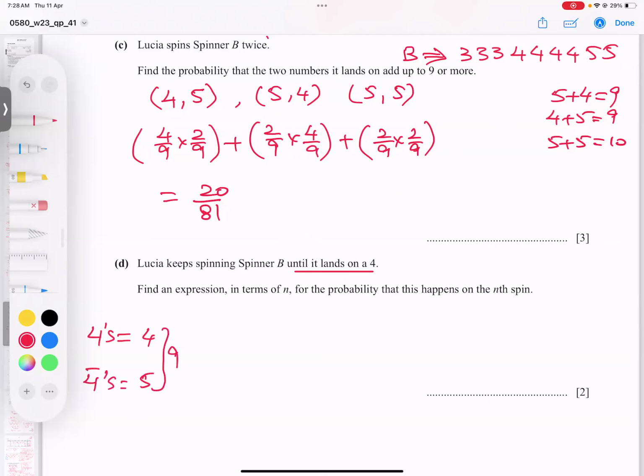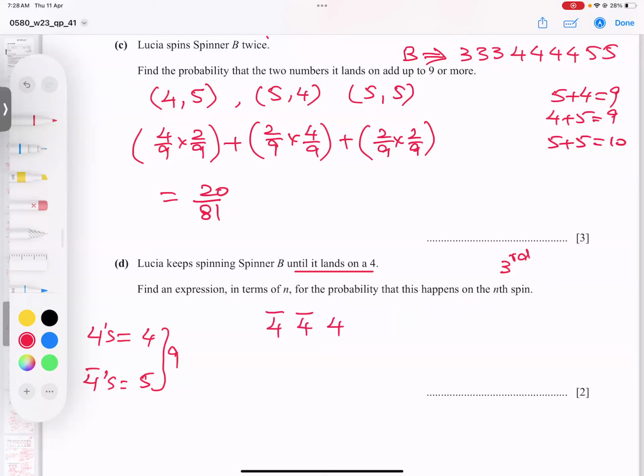Okay. Now he's saying that, in terms of n, the probability it happens, like you keep on spinning it, and it lands on 4 on the nth spin. But I'll make it easy for you. First, I talk about it happening on, let's say, the third spin, just for the sake of your understanding. So it means the first spin is not 4, the second is not 4, and then I got a 4.